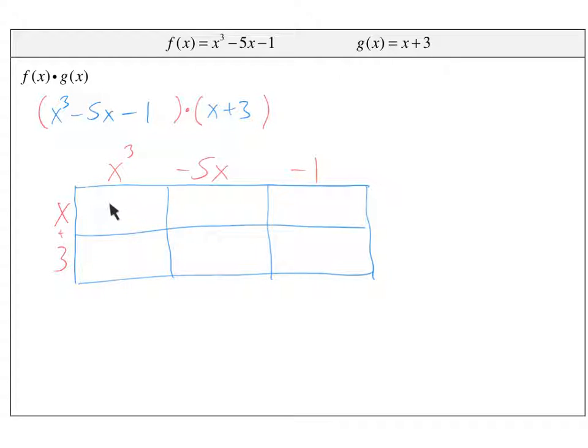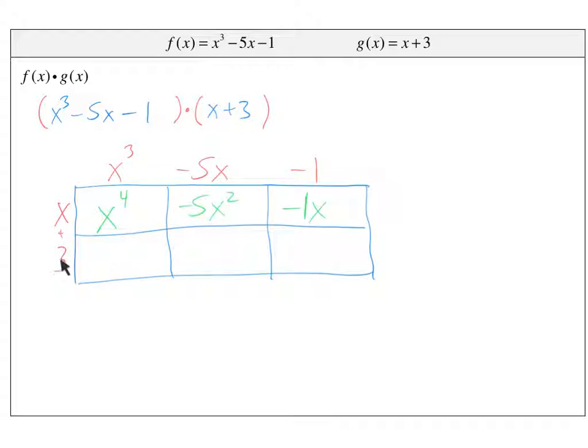So how do we get this box? We are going to take x times x cubed. So x times x cubed, well, what you do is you add the powers. So that's a 1 power plus a 3 power. So that would be x to the 4th. For this one, x times negative 5x. It's just a multiplication table. x times x is x squared, and you have a negative 5 times a 1. So that would be a negative 5x squared. So next, x times negative 1. Well, that's just going to be negative x, or negative 1x. You could put either one.